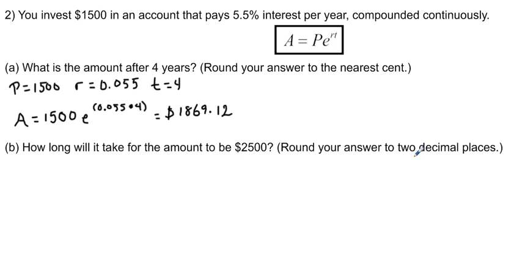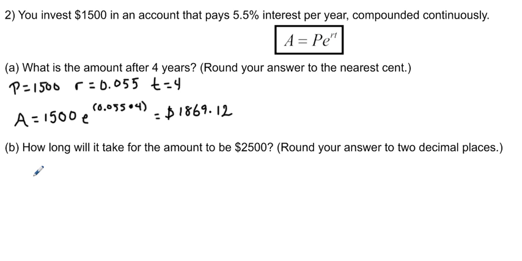Our next part of the question, how long will it take for the amount to be $2,500? Round your answer to 2 decimal places. So what we're told here is that A is $2,500. We know that P is still $1,500. That's the initial amount that we invested. The rate is still 5.5% or 0.055, and what we're looking for is time.